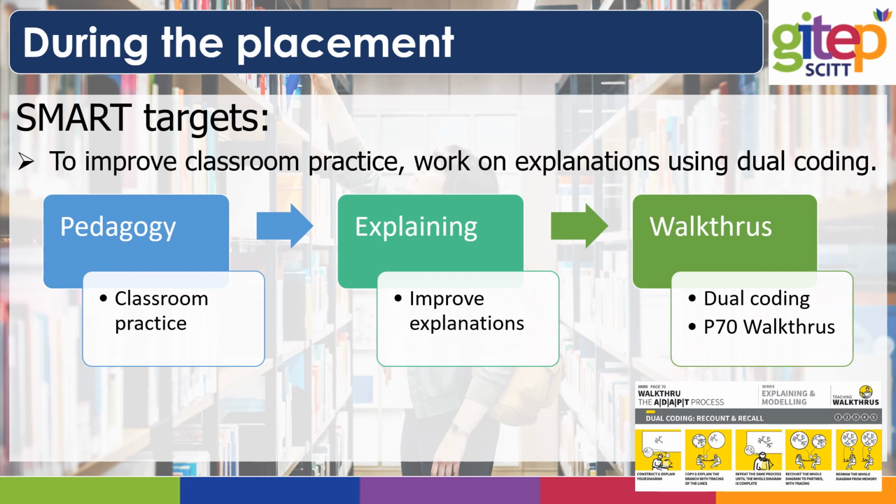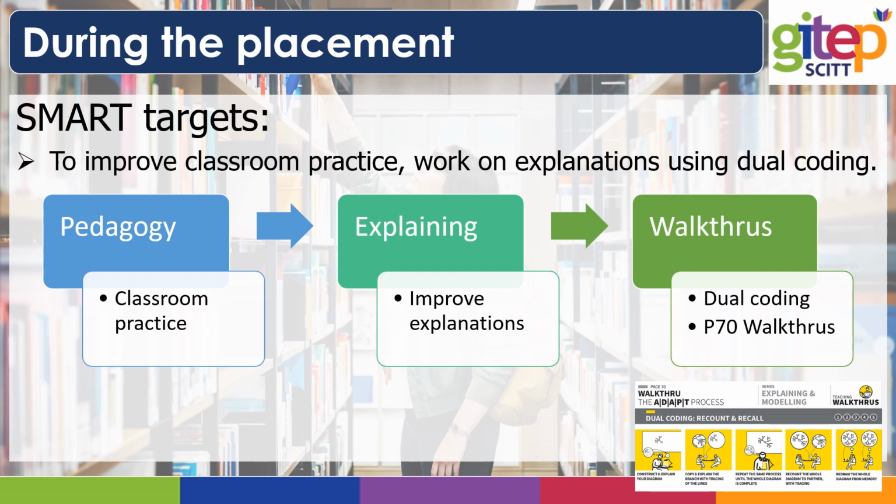The next step for the mentor is then to explain and demonstrate what they mean by dual coding and what good dual coding looks like. At GITEP, we highly recommend the use of walkthroughs, and these are provided to every trainee and every subject mentor. So in this example, dual coding is explained on page 70 of the walkthroughs.